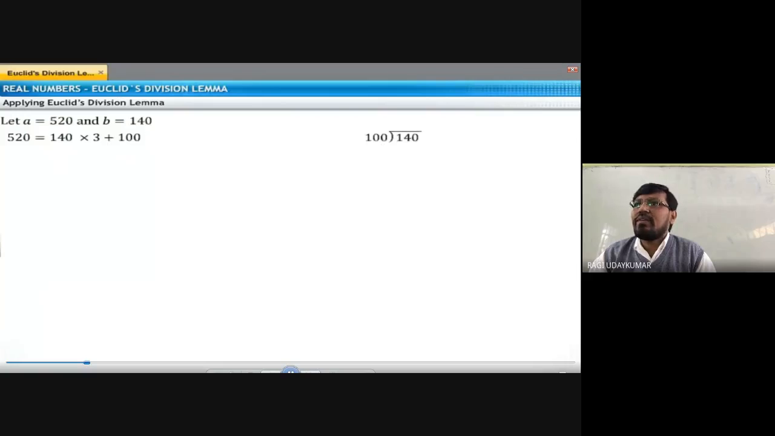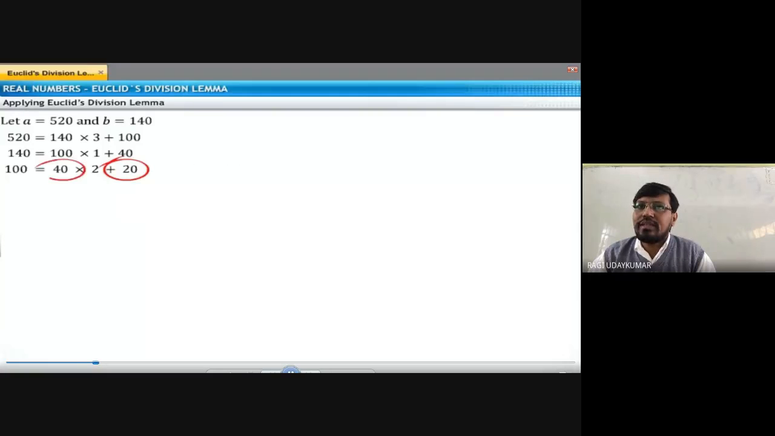In the next step, you take 140 as A and 100 as B. Dividing again, 140 can be written as 100 into 1 plus 40. Now it is not 0. Then again you take 100 as A and 40 as B. You perform the complete division: 40 times 2 is 80, remainder 20. Until you get the remainder 0, you need to perform the division. Again 20 is not 0.